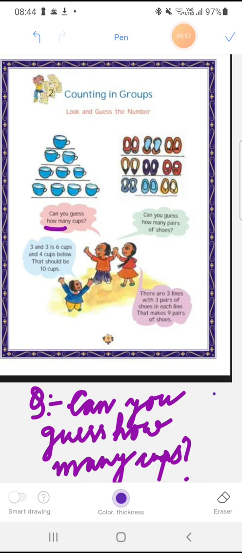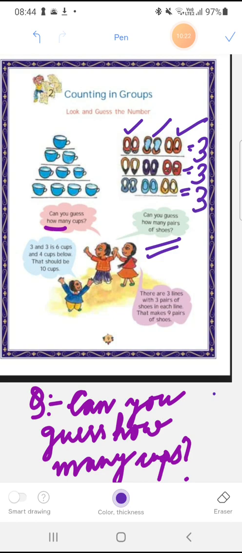How many pairs of shoes are there? Can you guess how many pairs of shoes? So how many? Here 1, 2, 3. Now you see in all the rows it is 3. Here it is 3. Here also it is 3. In this row also it is 3. In this row also it is 3.